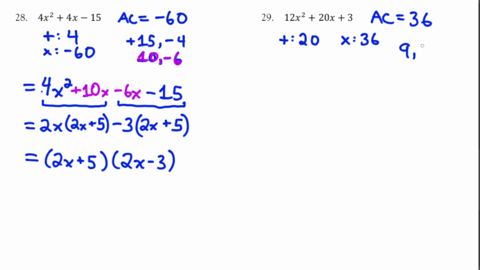9 and 4 are not big enough. They do multiply to 36. To make bigger numbers, I can steal factors of the little number and give them to the big number. So 4 is 2 times 2. If I steal one of the 2's, then I'll make 9 larger. So let's try 18 and 2. Yes, 18 and 2 multiply to 36 and add up to 20. So I'll use these two numbers, 18 and 2.